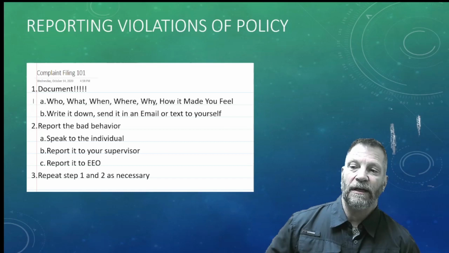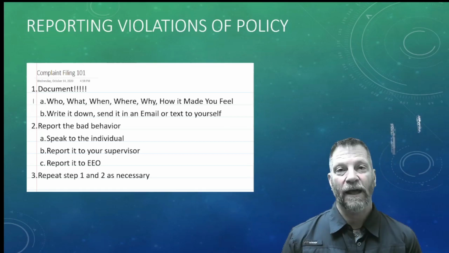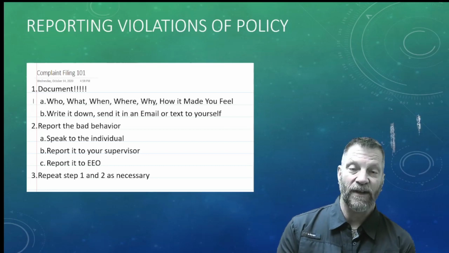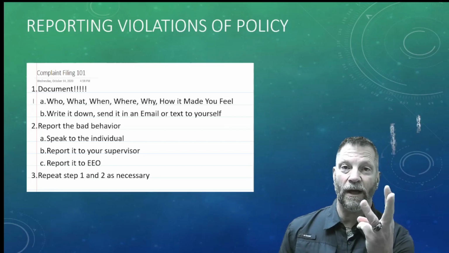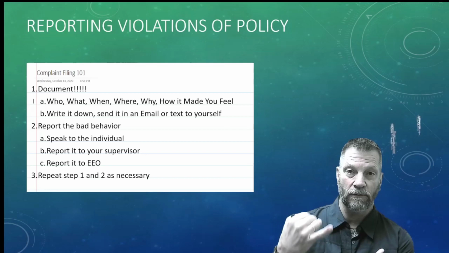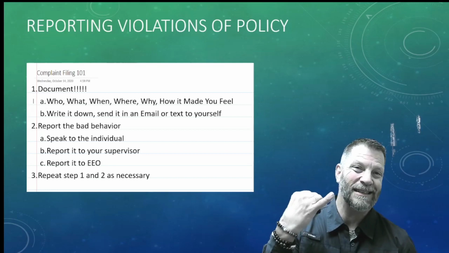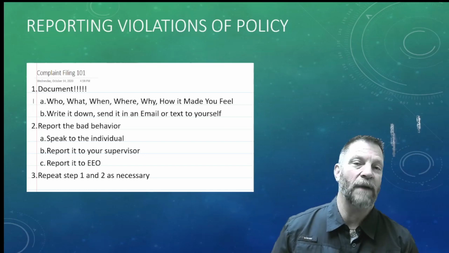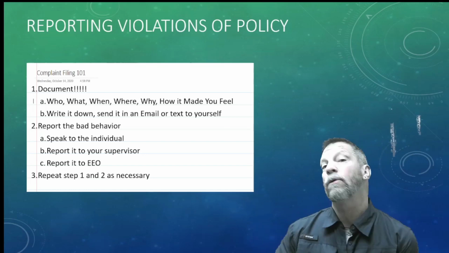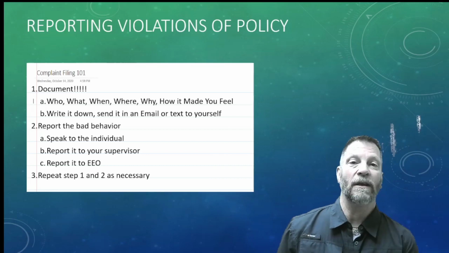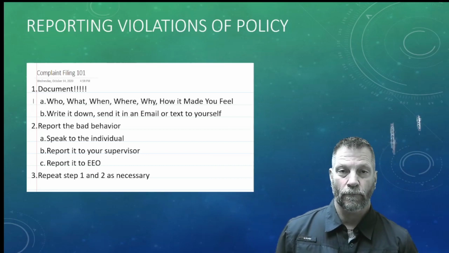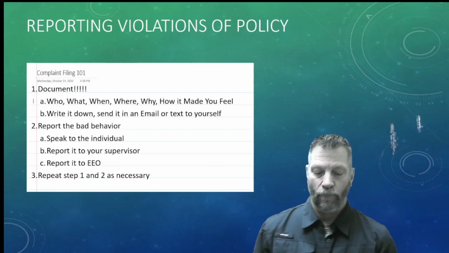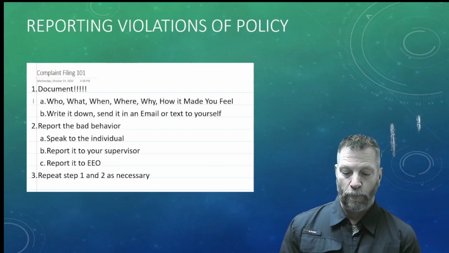And then number 3 is repeat steps 1 and 2 as necessary. Like I said, you document it, you report it to the individual. If it happens again, you document it. Who, what, when, where, why, and how it made you feel. How it made you feel is the key in this. It made me feel uncomfortable. It made me feel threatened. It made me feel whatever, uneasy. Document, document, document. Report it.